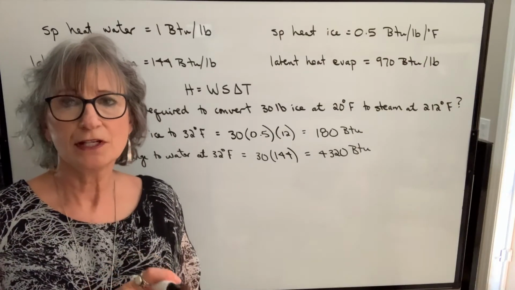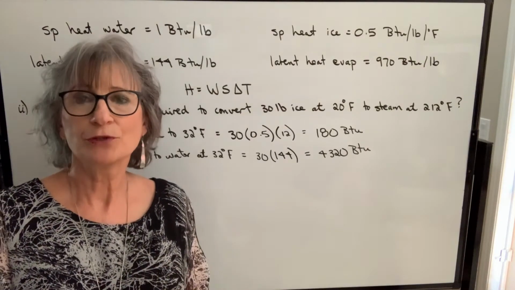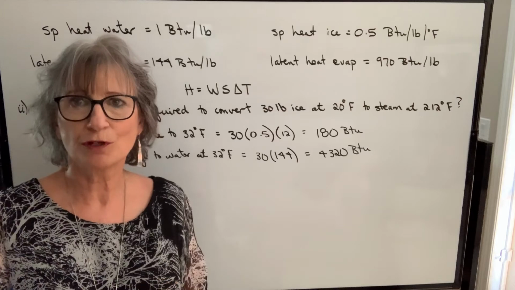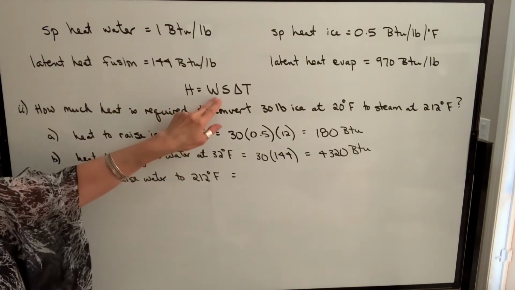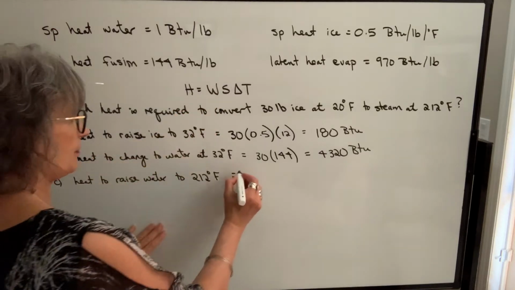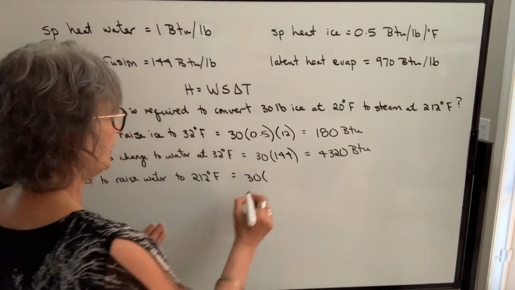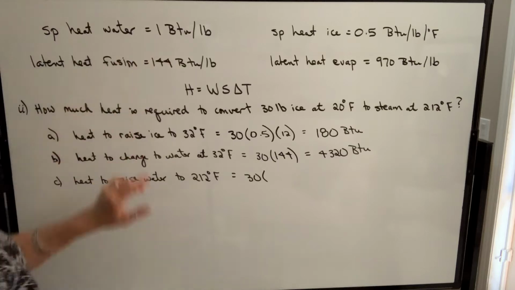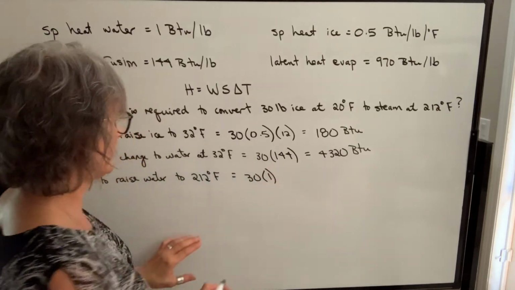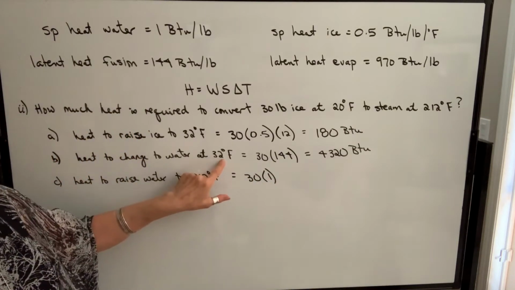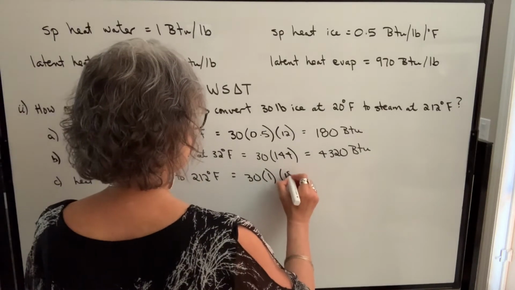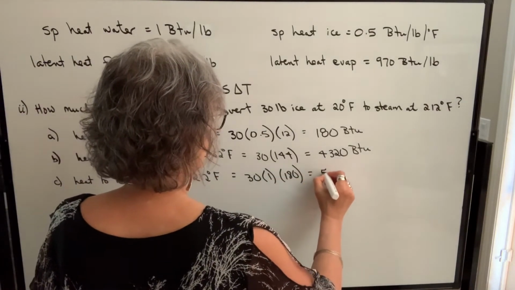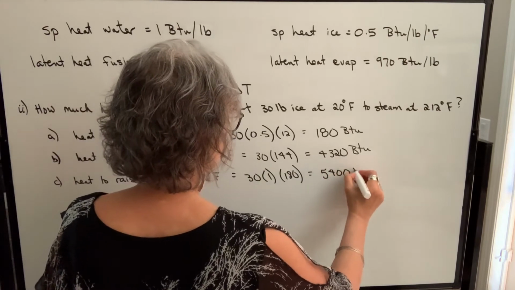Now we want to raise the temperature of the water from 32 degrees Fahrenheit to 212 degrees Fahrenheit. And in order to do that, we're going to use this formula again. The weight is 30 pounds. The specific heat of water is 1. And the temperature difference from 32 degrees to 212 degrees Fahrenheit will be 180 degrees. And that will be 5,400 BTUs in total.